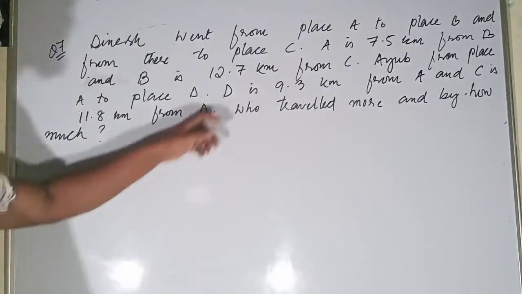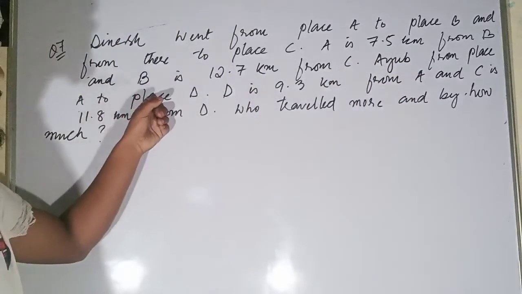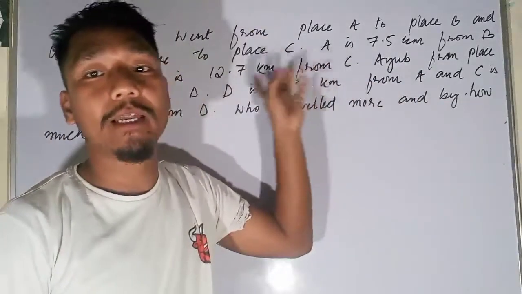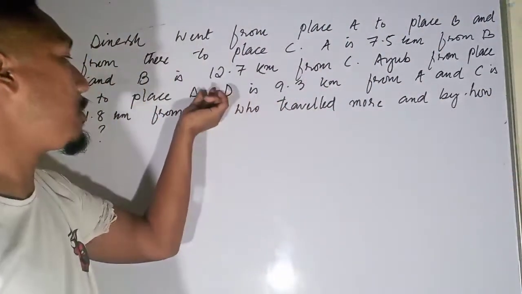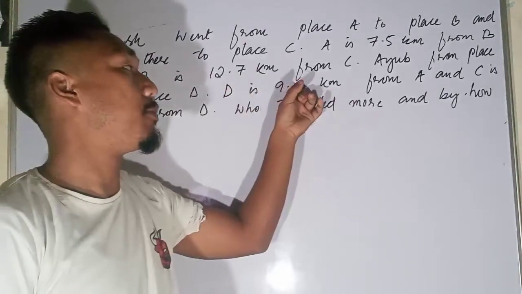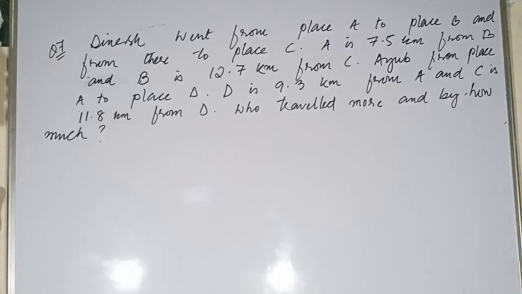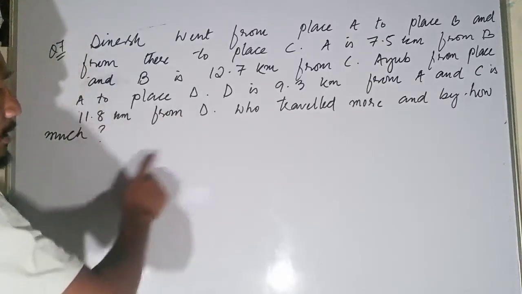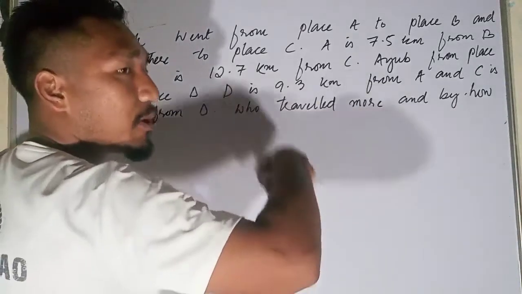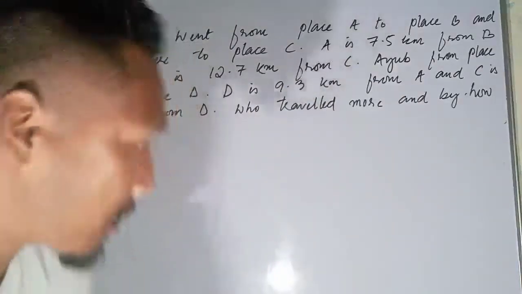Here Ayub travels from A to D, then from D again he moves to C. I forgot to write one more sentence, but they have given the distance from A to D as 9.3, and from C to D as 11.8. So who has traveled more distance, and by how much? That is what we are going to calculate, one by one.